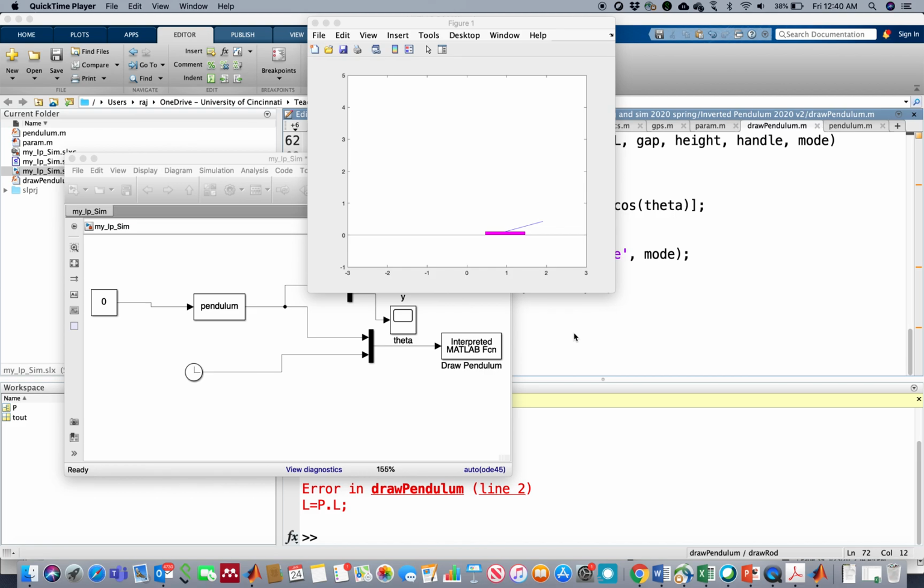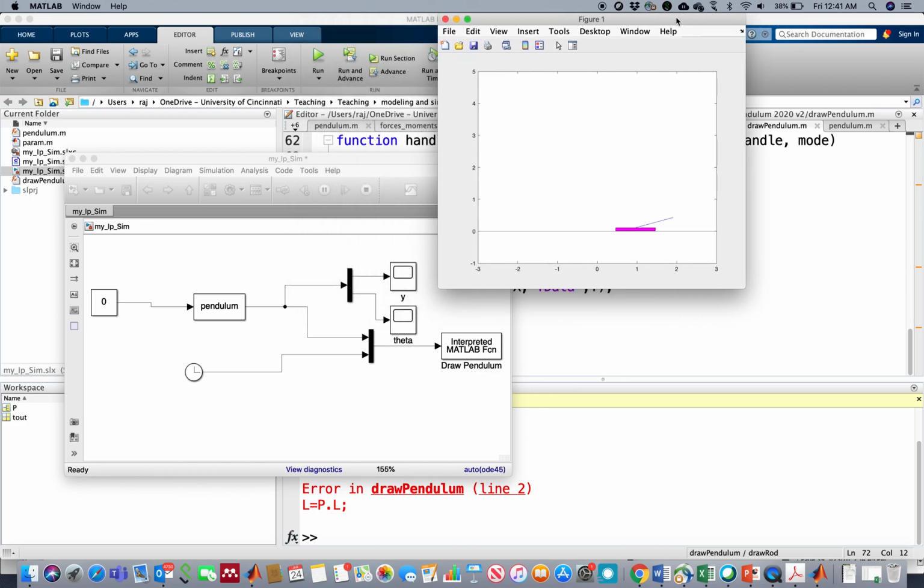Okay, class. So people are asking what the simulation of the inverted pendulum should look like. I've been saying in class that it is unstable, but that's wrong. It's not unstable. It depends on the initial conditions.